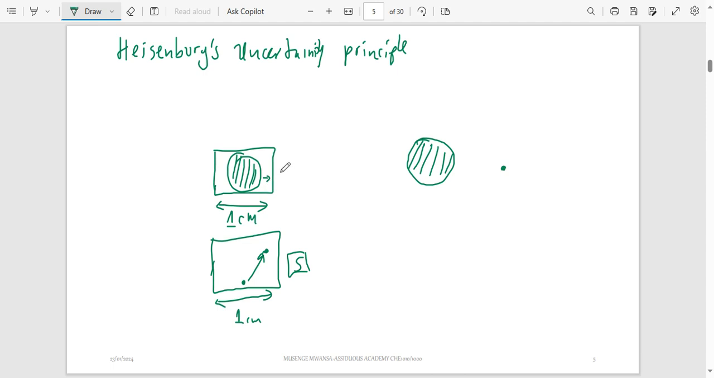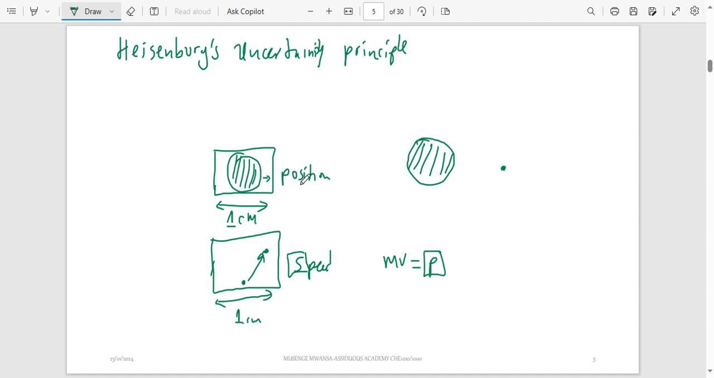For the ball, we know its position, but it is hard for us to know its speed when it moves. For the electron, we don't know its position, but we can easily know its speed when it moves because it's small. And the speed, which is velocity multiplied by mass, gives you what is known as momentum. So this is what Heisenberg's uncertainty principle tells us. Heisenberg's uncertainty principle tells that we cannot measure the position and the momentum of a particle simultaneously.